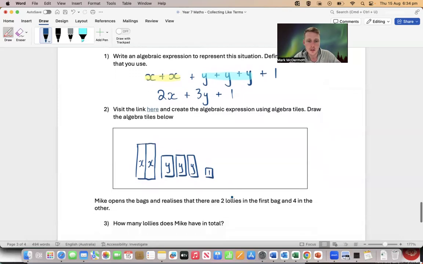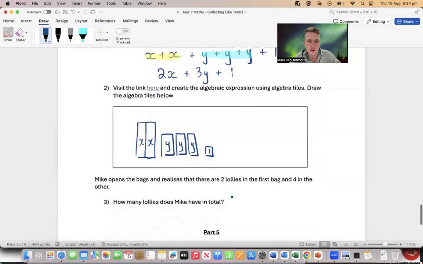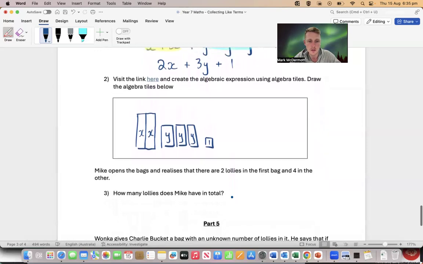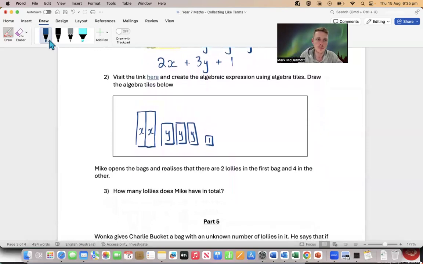Okay, Mike opens the bag and realizes there are 2 lollies in the first bag and 4 in the others. How many lollies does Mike have in total? Okay, let's do this the old school way, because probably what happens is we start to think using addition, and then we've got to level up in life and start thinking using multiplication. So this one has 2. So then there's going to be another 2 here. There's going to be 4 here, and then there's going to be 4 here, plus 4 plus 4 plus 1, yeah? So in total, we're going to go 2 plus 2 is 4 plus 12, 16.